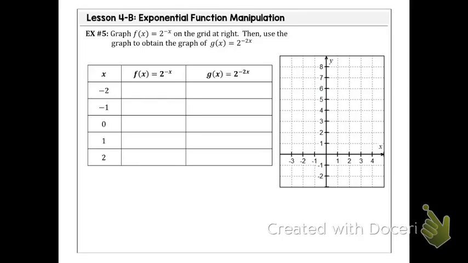Right, lesson 4b, exponential function manipulation. So example 5 says graph f of x equals 2 to the negative x on the grid at the right. Then use the graph to obtain the graph of g of x equals 2 raised to the negative 2x.